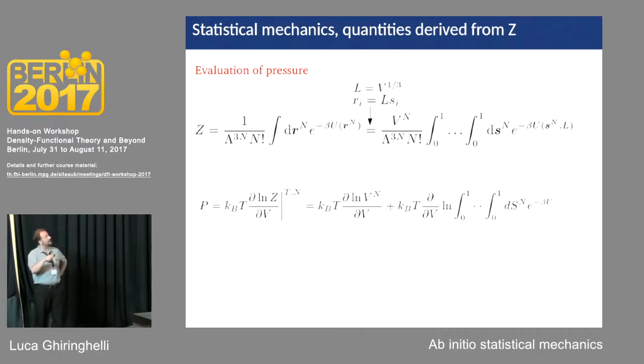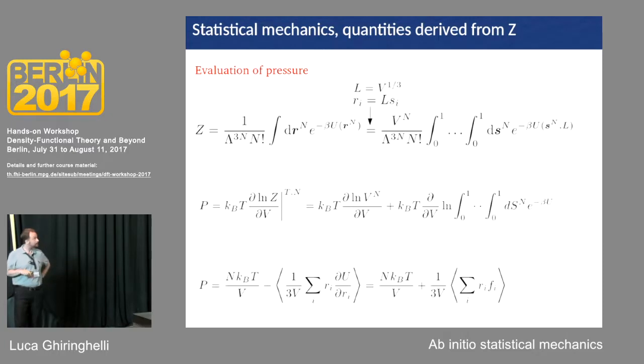One term is the ideal gas, and the other depends on the actual interaction. So the pressure is this term here, plus an average, an ensemble average that you measure on the derivatives of the potential, so basically on the forces. So this is the virial.